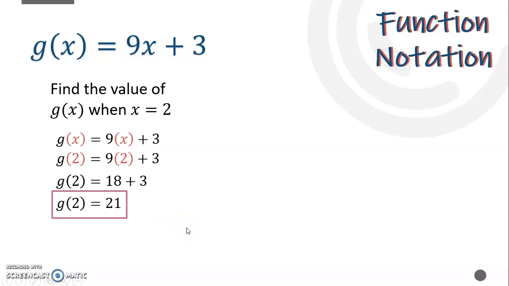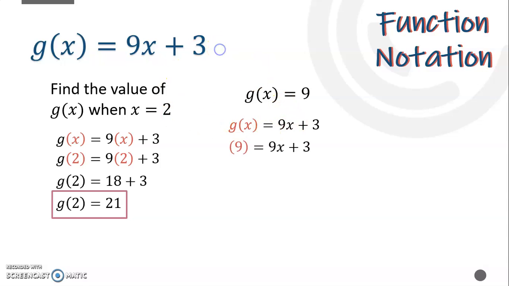Now let's do our last example. g of x equals 9. When g of x equals 9, what we need to change in here? The g of x. So instead of placing g of x equals 9x plus 3, I'm going to place 9 equals 9x plus 3.